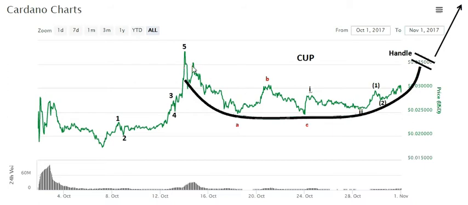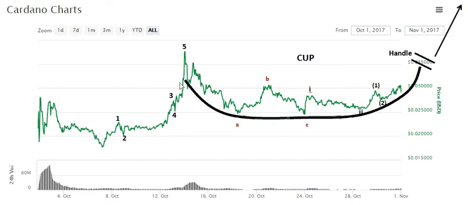Now the correction, to me, this is a classic zigzag. I see 5 subwaves in the A, so this is the A wave, and the 5 subwaves are 1, 2, 3, 4, 5. And then a 3-wave B, 1, 2, 3. And then the C wave always has 5 subwaves. So 1, 2, 3, 4, 5.